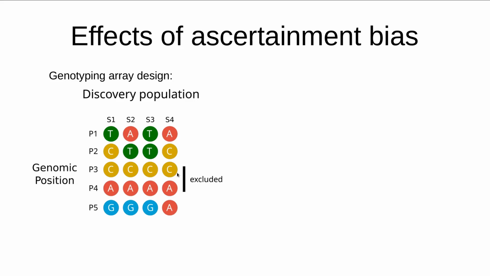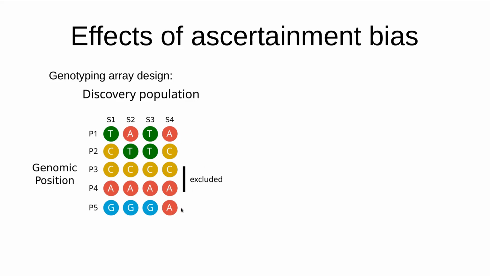More specifically, the design starts with the identification of polymorphic positions in a sample that we can call the discovery population or the reference populations. So here the discovery sample consists of 4 individuals represented in the columns of this table, for which we have genotypes at 5 genomic positions, the rows in this table. Invariable positions or positions with very rare alleles, here positions 3 and 4, are excluded from the array, and we retain only the variable positions.